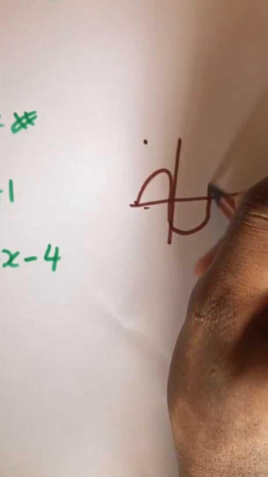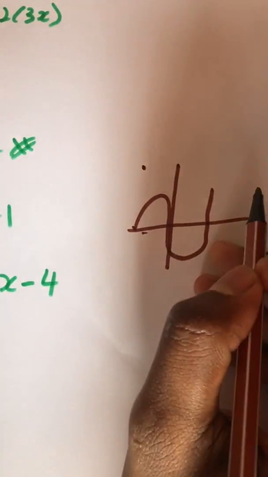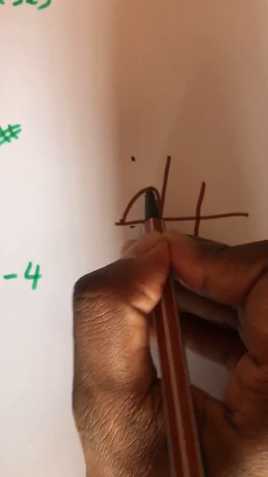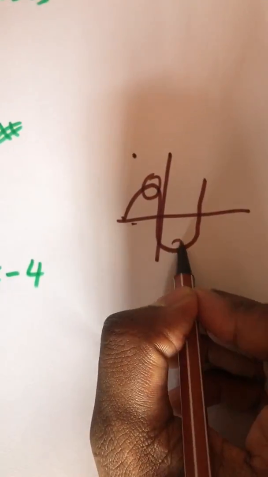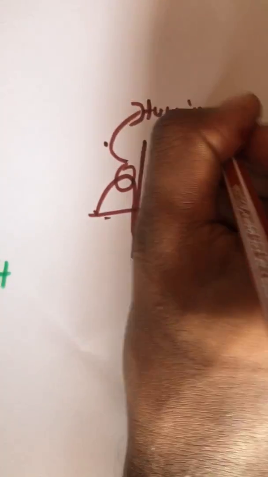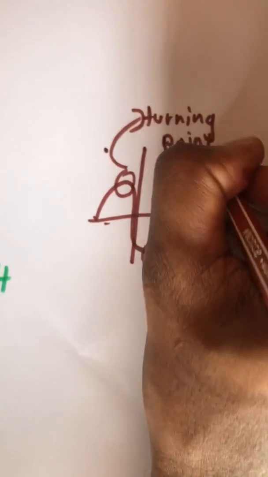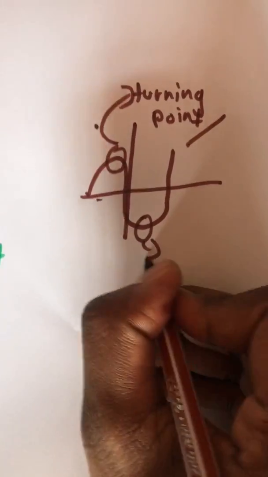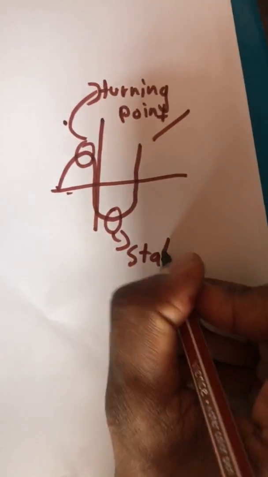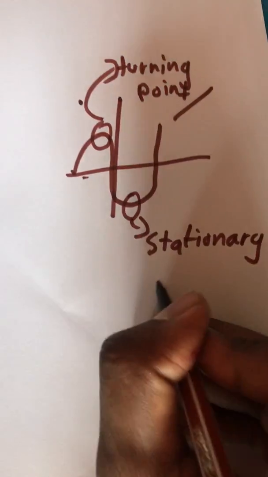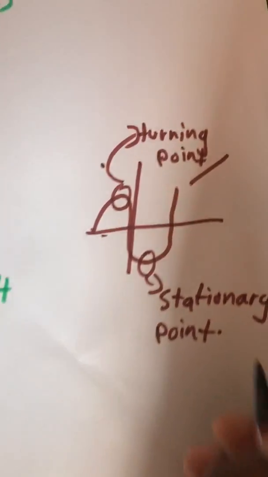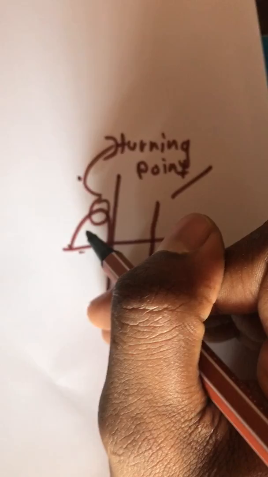Okay, so if you see this is an S, there usually we call this kind of spot a turning point. Why do we call this a turning point? This has two names. One is known as turning point, and the other name is stationary point. Both of them serve the same purpose. Of course you'll be wondering why they have turning point and stationary point. I'll explain now.